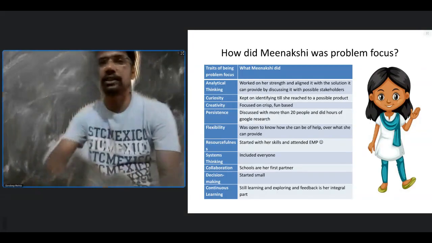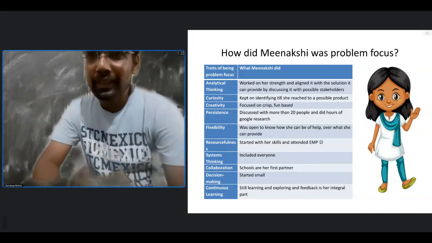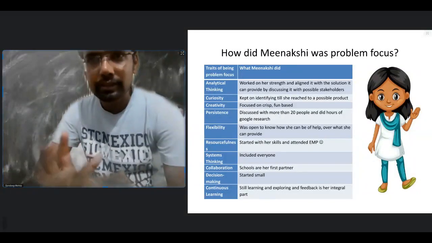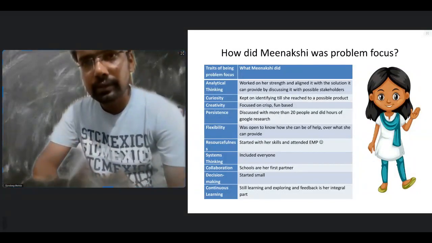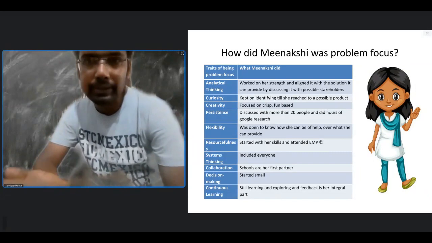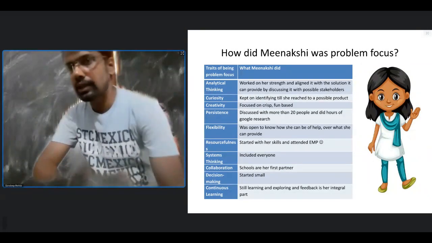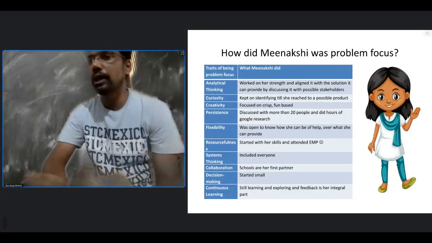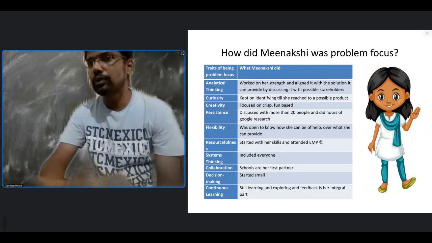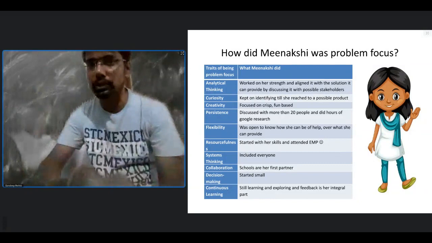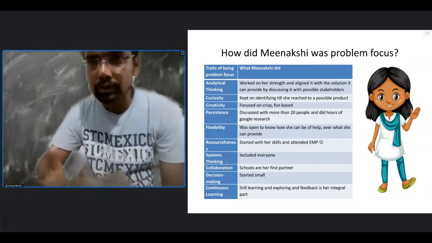So these are some of the essential components which one should have. The first is analytical thinking. Second is curiosity, creativity, perseverance, flexibility. Then there are a lot of other components also, like resourcefulness, systemic thinking, collaboration, decision making, and continuous learning. Do you have all of this or not? If you don't, you have to work on it, and make sure that you start practicing those components. Otherwise, you won't be a problem-focused person.